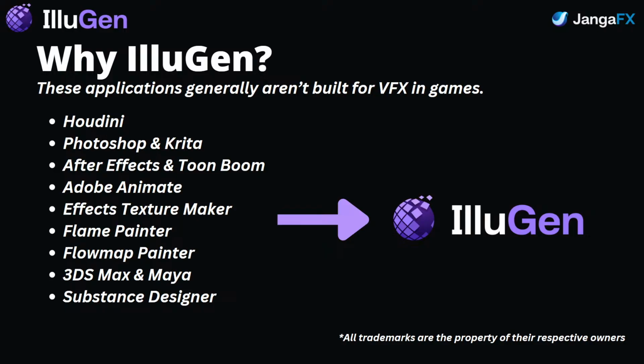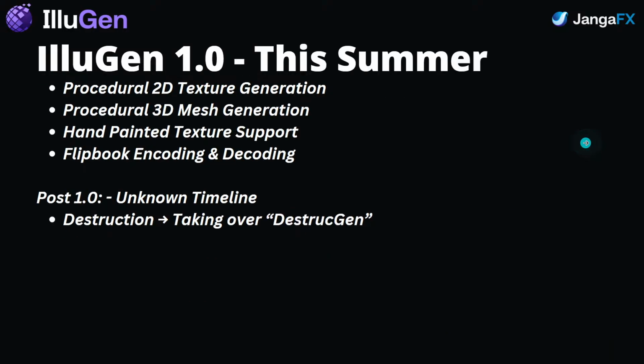If you're using After Effects to animate stuff, stop. You're going to use illuGen. If you're using Toon Boom, stop. Houdini for procedural assets, stop. You're going to use illuGen. It is made for visual effects in games specifically from the ground up. Like it has all the data you could possibly need, and it's going to be coming out this summer.